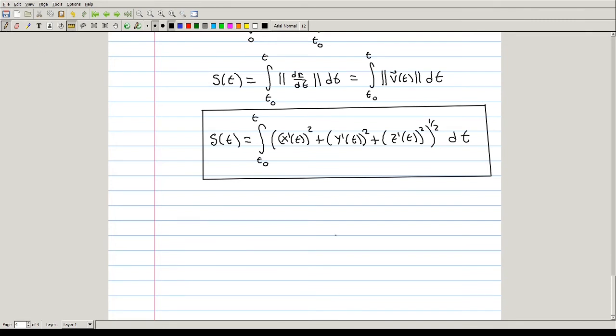However, it's important to note here that we've used that the tangential speed, or the rate of change of arc length along the curve with respect to the parameter t, is exactly the magnitude of the velocity vector at t. And this will also be very, very important in the future.